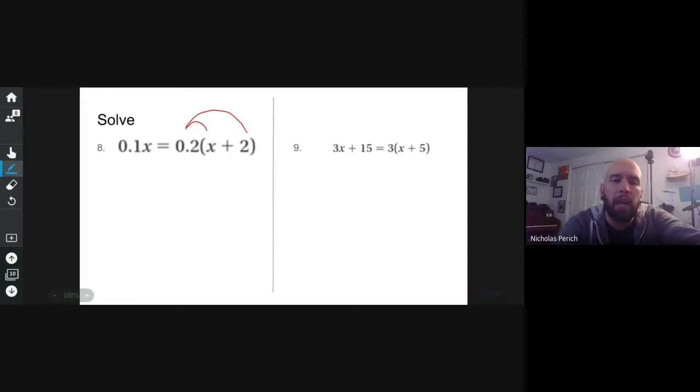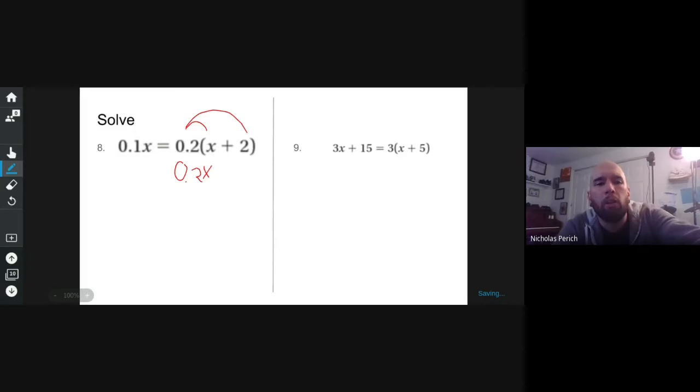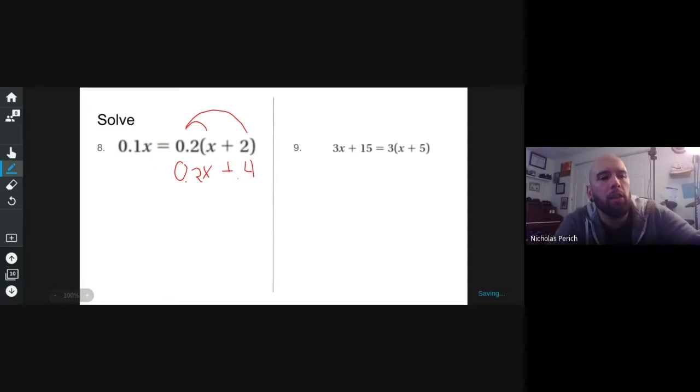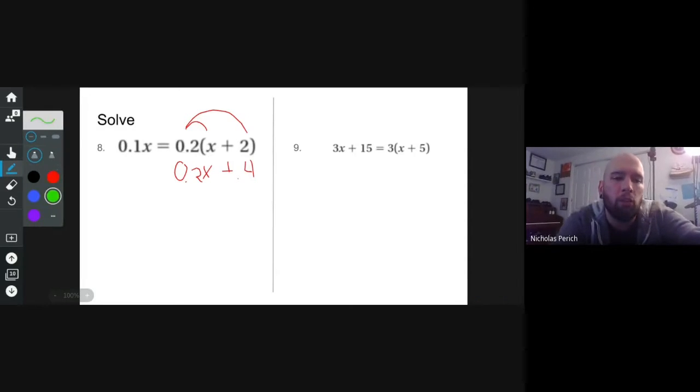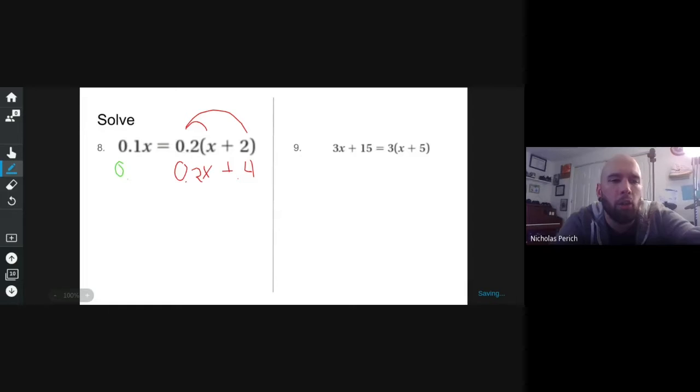0.2 times x is 0.2x. 0.2 times 2 is 0.4. The left side didn't change, so the left side is still 0.1x, and that's going to equal that.